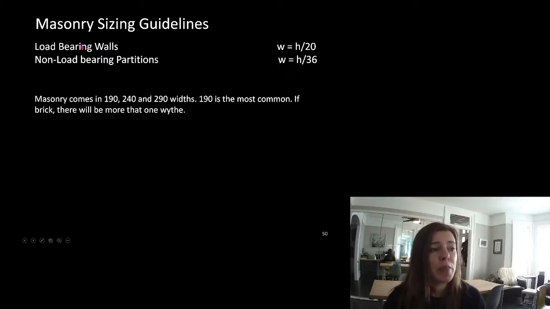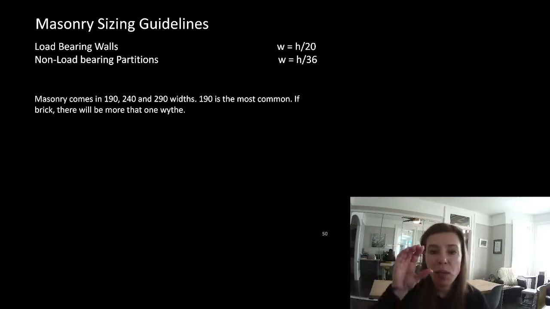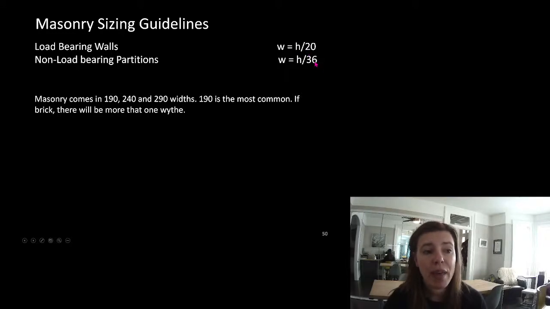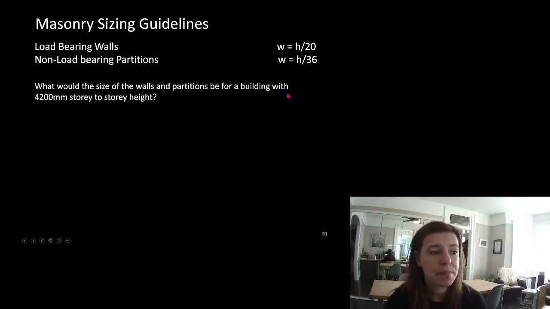So we have a difference here between load-bearing and non-load-bearing partitions. Remember I told you earlier that there were things we had to do to make it non-load-bearing at the top, and we looked at typical details. So that would be very important. If it supported the roof and actually held load, we would have to use this sizing guideline. So it's height divided by 20 for load bearing, and height divided by 36 for non-load bearing.